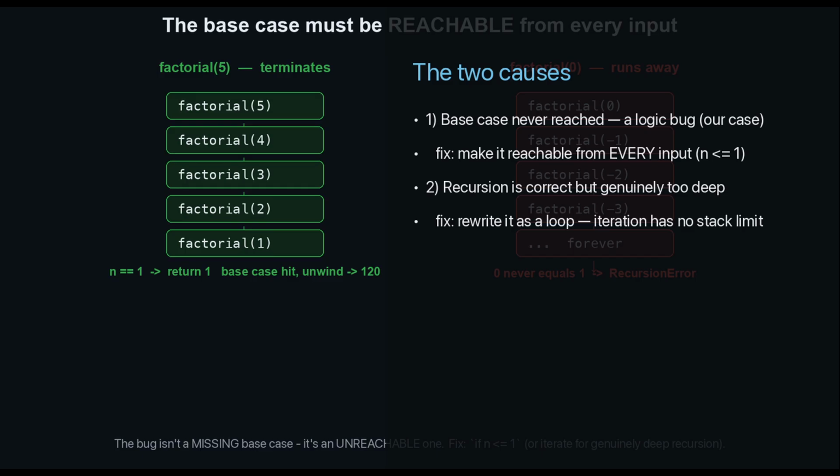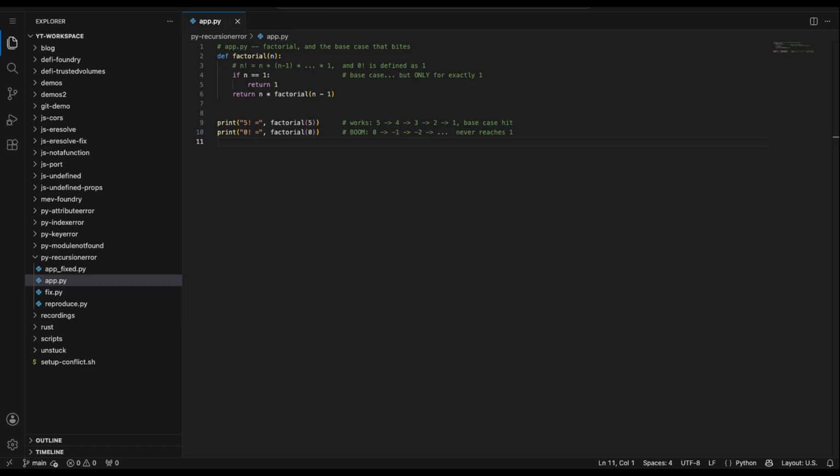RecursionError has two flavors. One, the base case is never reached. A logic bug, which is ours. Fix the condition so every valid input reaches it. Two, the recursion is correct, but the input is simply too deep, thousands of levels. No condition fixes that because the real limit is the call stack. There, the fix is to stop recursing and use a loop. Iteration has no depth limit. We'll apply both. The fix.